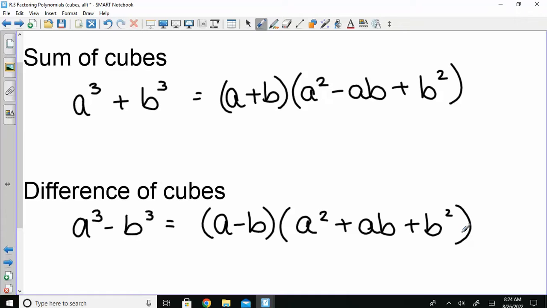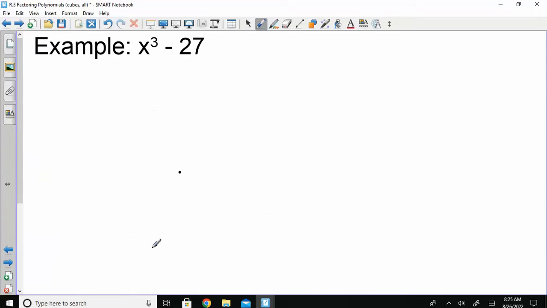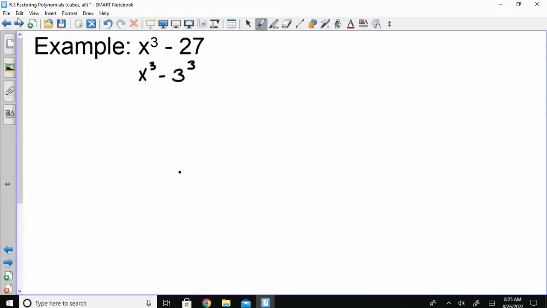So let's try a couple. Let's say x cubed minus 27. So 27 is the same thing as 3 cubed. In my formula, it's subtraction, so we're doing the difference. My a is just x, and my b is 3. So it factors into a minus b, so x minus 3, times a squared, so x squared, plus ab, plus b squared.